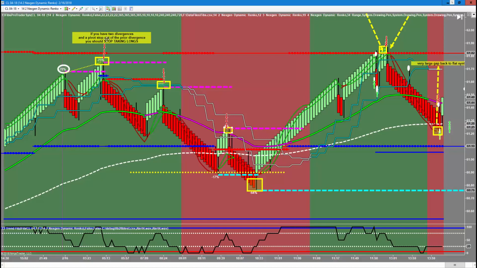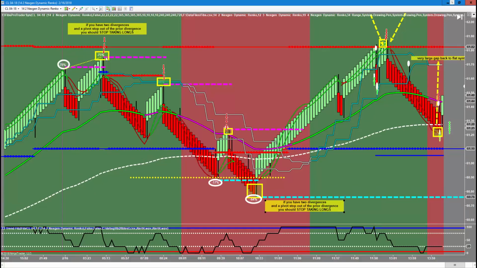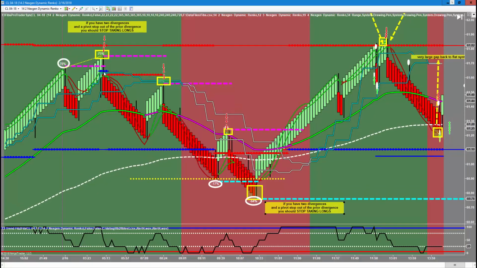And then watch what happens. We get divergence. And literally the same thing that happened at the top happened at the bottom. You get divergence, and then you get a second divergence, and what happens? You have a pivot stop out. So literally, I want you guys to think about the price at which you will stop doing long trades.